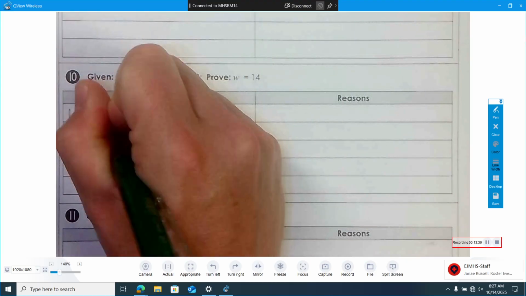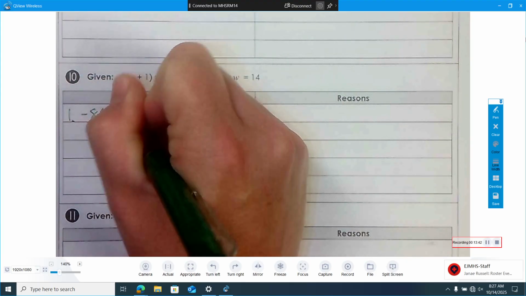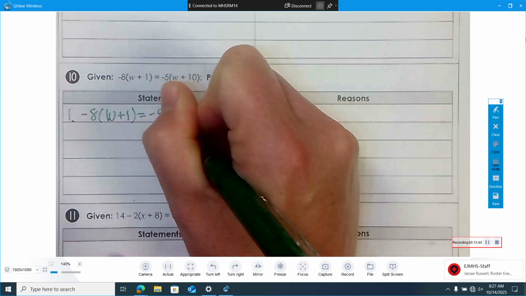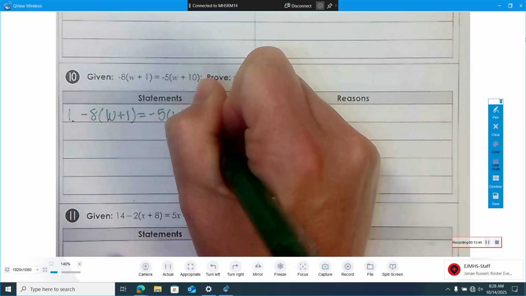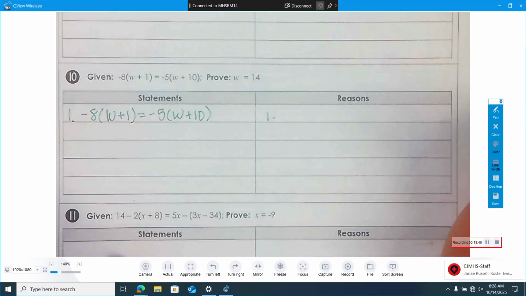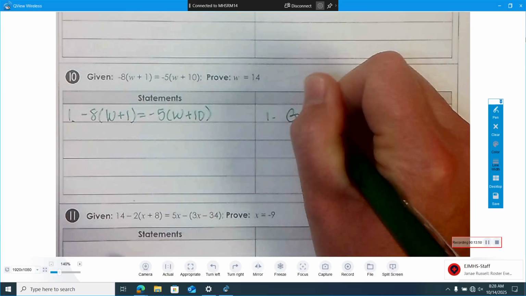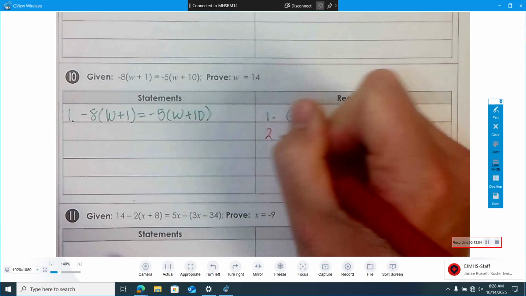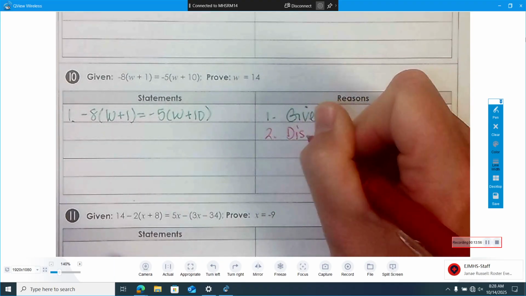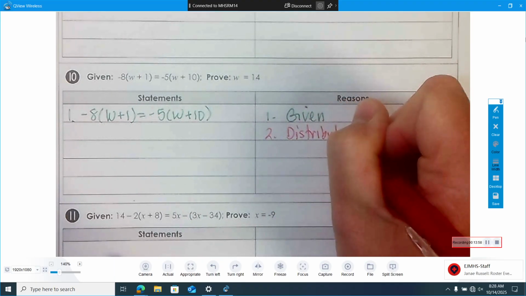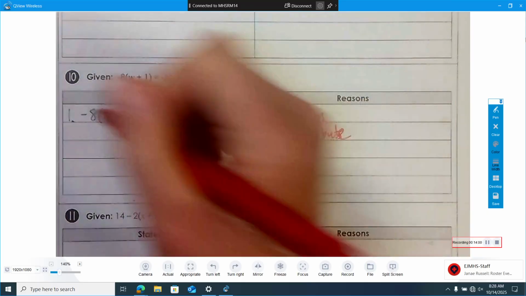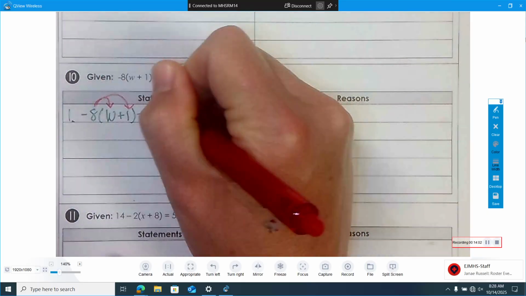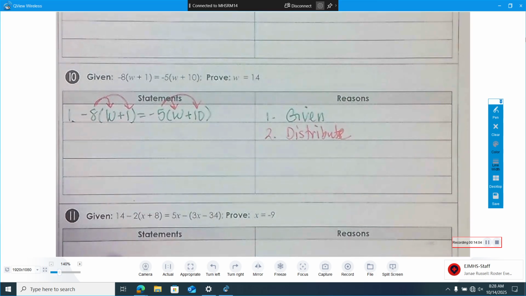Okay, so we have negative 8 times the quantity w plus 1 is equal to negative 5 times the quantity w plus 10. And what's our first reason? Given. Okay. Then what is the first thing we need to do? Distribute. Again, that is our reason. We have a couple of things to distribute in this case. And what is our result when we distribute?